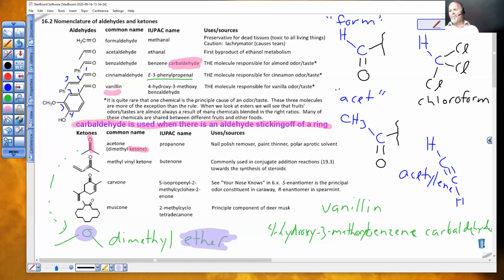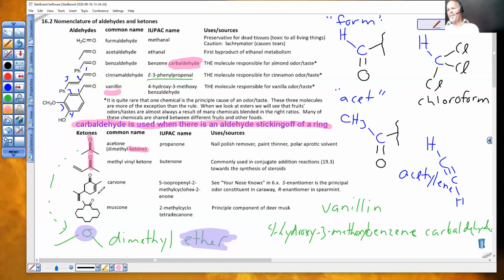1, 2, 3. There's some rule I haven't told you about yet about priorities of aldehydes and ketones. It's coming up, wait for it. We can also call it methyl vinyl ketone. I've got on one side the methyl group, it's on the right side. On the other, I have a vinyl group.